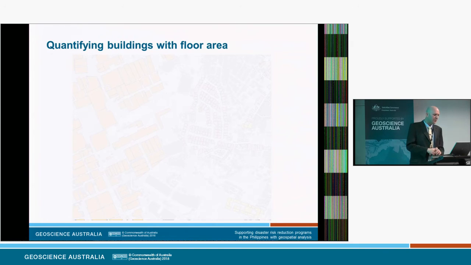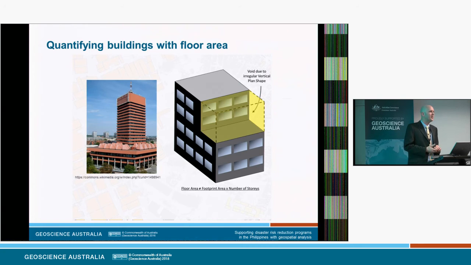Well, not really. And the reason for that is that a lot of buildings have what we call vertical irregularity. So they might be wide at the lower levels, but then take on a different shape as they go up. And so you can't assume that a building's just going to occupy a simple volume. So our challenge was, how could we rapidly estimate the floor area of buildings in this megacity?